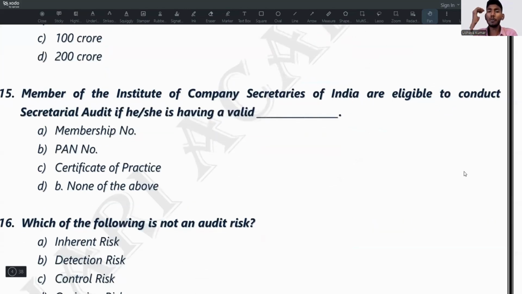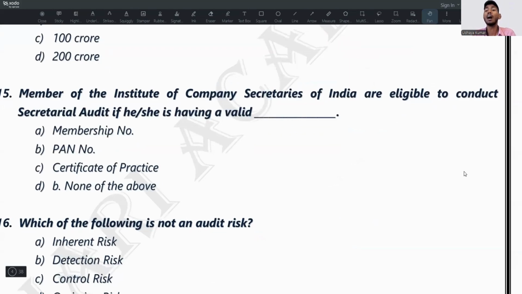A member of the Institute of Company Secretaries of India is eligible to conduct a secretarial audit if he or she has a valid certificate of practice. So a valid certificate of practice is required to what? To conduct the secretarial audit.